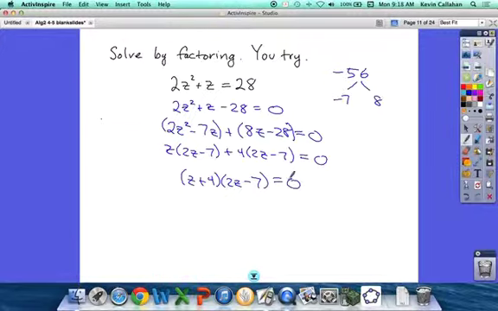Okay, so what solution is going to come from the z plus 4? Z plus 4 equals 0. Solve. Z equals negative 4. That's one answer. 2z minus 7 equals 0. 2z equals 7. Z equals 7 halves.